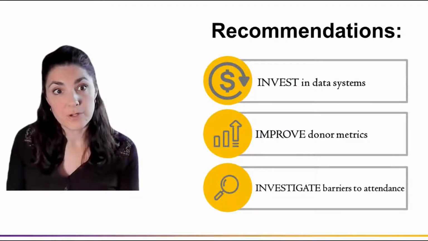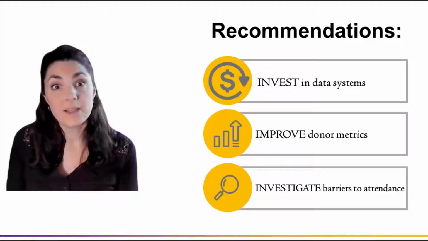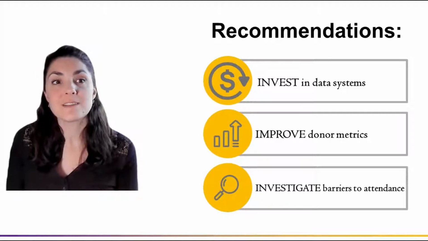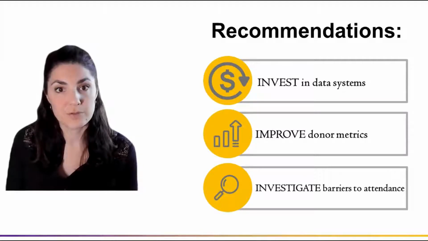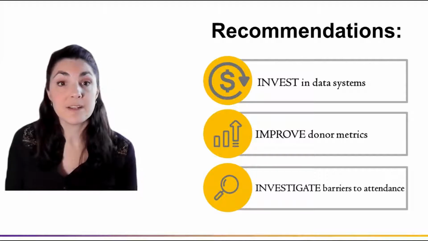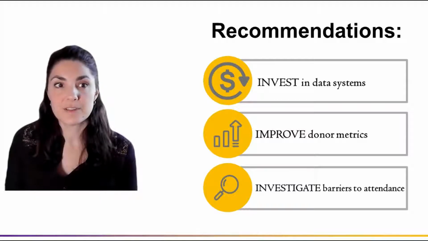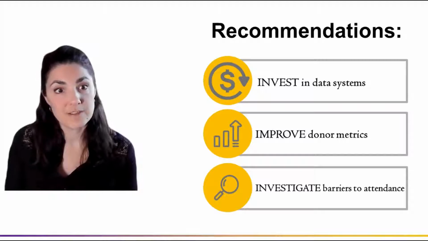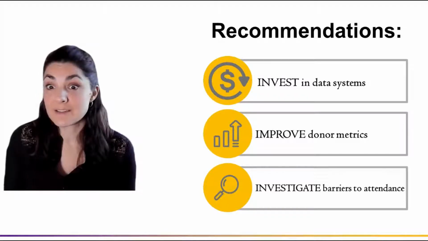So what can we do moving forward? We recommend first investing in data systems that allow us to collect information about who is attending, when, and how often. Second, we suggest improving donor metrics to disincentivize turnover that results in poor student outcomes. For example, donors can track student attendance at a more granular level instead of beneficiary numbers. Last, we can investigate the barriers to student attendance in different contexts and work to address them. Ultimately, we want students to be able to get the most out of the programs that exist, and that can only happen if they attend.